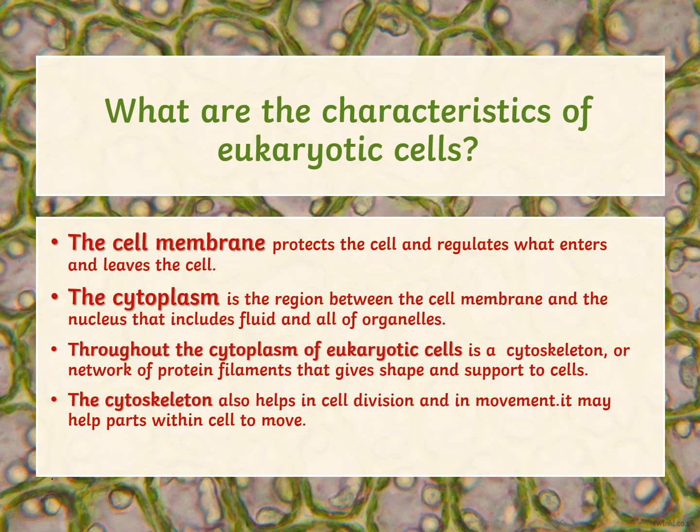Throughout the cytoplasm of the eukaryotic cell is a cytoskeleton, a network of protein filaments that gives shape and supports the cell. The cytoskeleton also helps in cell division and in movement. It may help the parts within the cell to move. So the cytoskeleton has protein filaments that give shape and support to the cell, help in cell division, and help in movement.